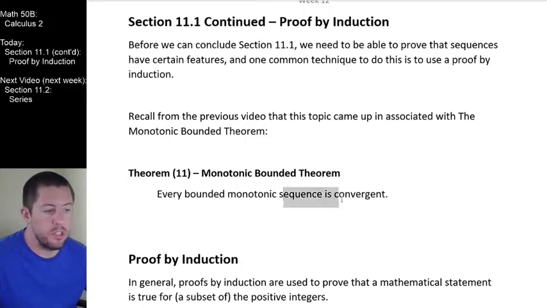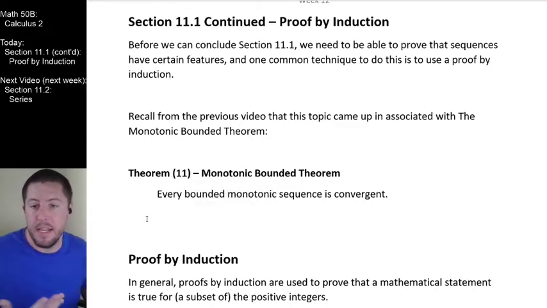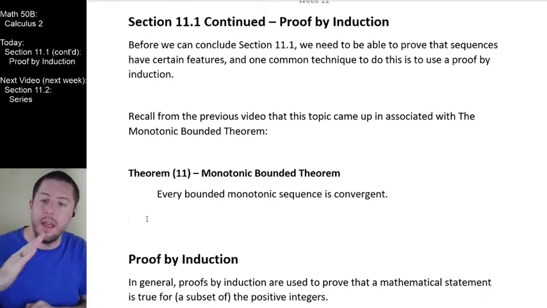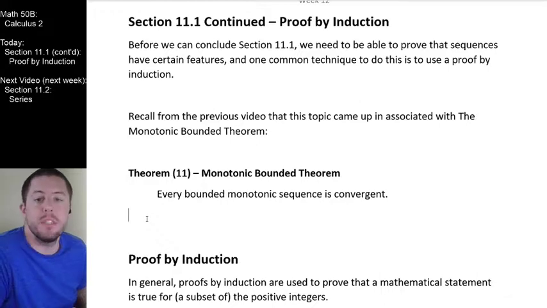Our goal is to show that a sequence is convergent. So the monotonic bounded theorem says one way we could show that is to show that the sequence is both bounded and monotonic. Those are two separate ideas: that it has an upper bound and lower bound, and that it is always increasing or always decreasing in value with every additional index. When we increase n by 1, we always are guaranteed to get a larger number every time or a smaller number every time.